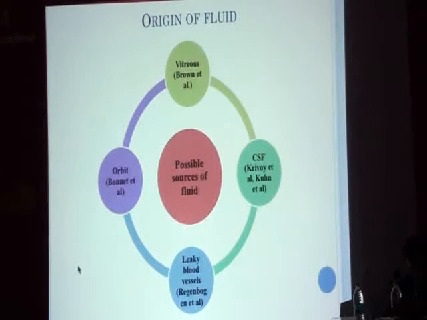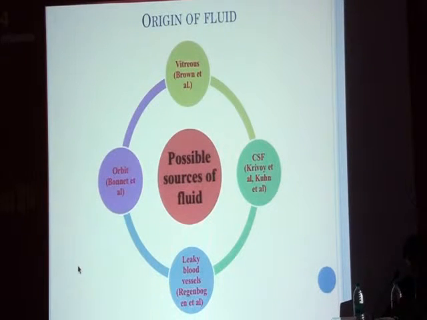Coming to this right away, the origin of the fluid could be vitreous, or CSF, or leaky blood vessels. But probably they say vitreous and CSF contribute. Vitreous mostly, and probably CSF to some extent, but there is fluid in the sac and turbulent fluid. So when the ICP increases relative to the IOP, the fluid passes through the perivascular spaces.